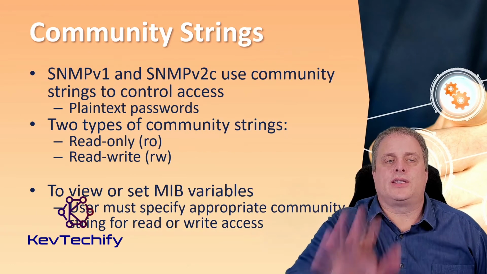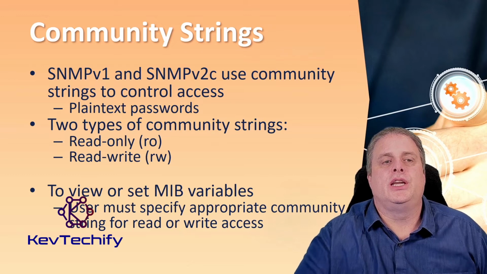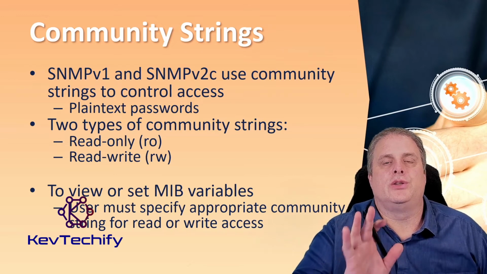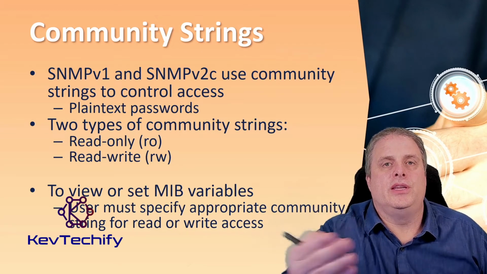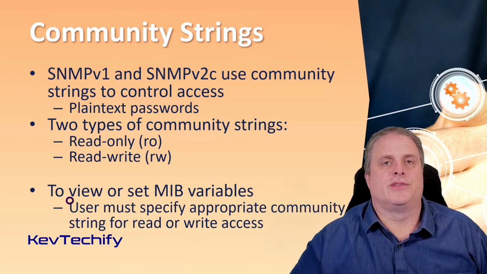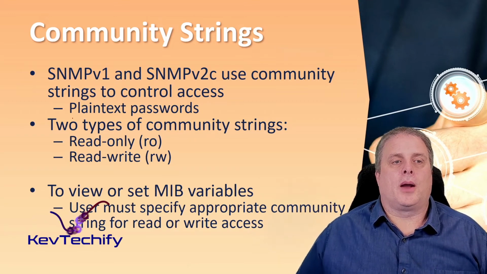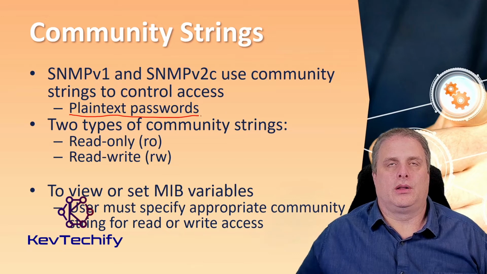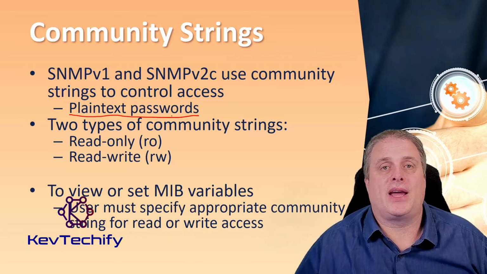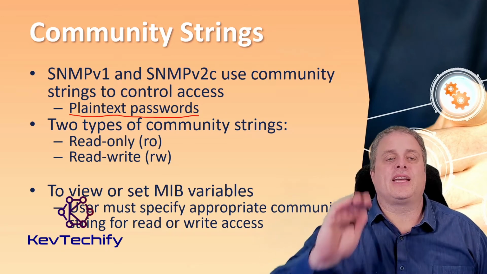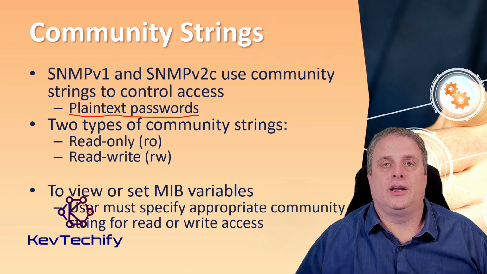We talked about how SNMP version 1 and 2C use these community strings to give you access to these MIB files or MIB variables and values. They are a plain text password. There's no username. It's just a plain text password. If you know that, you can get access to all of that information.